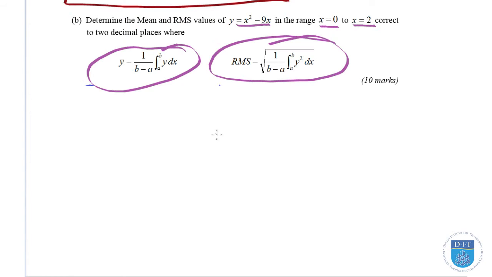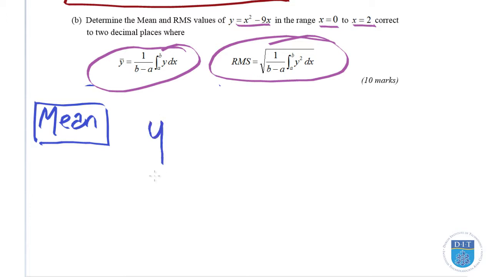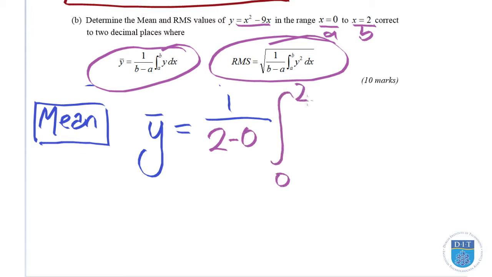Okay, right, so there's not a part 1 and part 2 to this, so just put a nice structure in your answer. Say, right, find the mean first. I'll put a box around it to say this is the mean section. Okay, so look at how it uses y bar there. So we'll just use y bar equals 1 over the top limit, this is your b, that's your a, from 2. So 1 over 2 minus 0 by the integral from 0 to 2 of y itself.